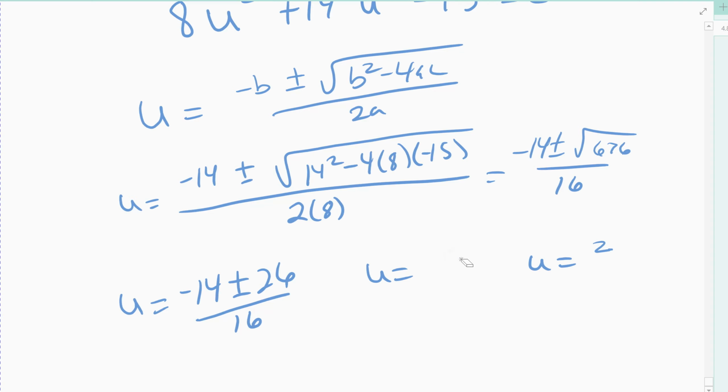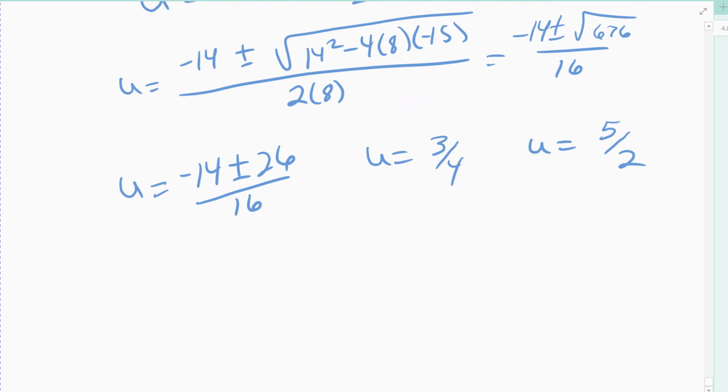I wrote it backwards. 3 over 4, and the other one simplifies to 5 over 2. Let me double check that. This is the 0.75, which is 3/4 when I hit my fraction key, and that is 2.5 when I hit my fraction key.